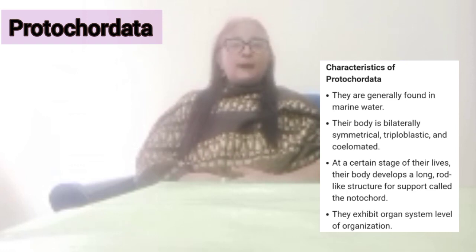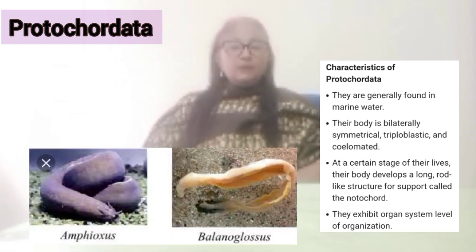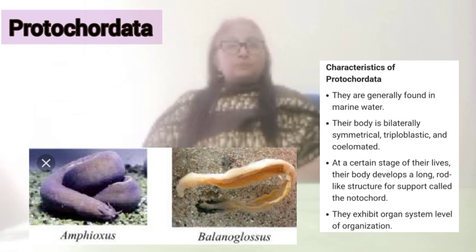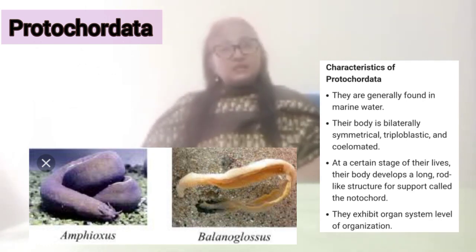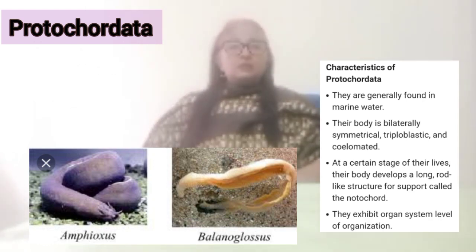Protochordata are a group of organisms which have a bilaterally symmetrical body. They have a true body cavity and they are triploblastic. The special feature about Protochordata is they have a notochord, and this notochord is present at least in some of the stages of its life.